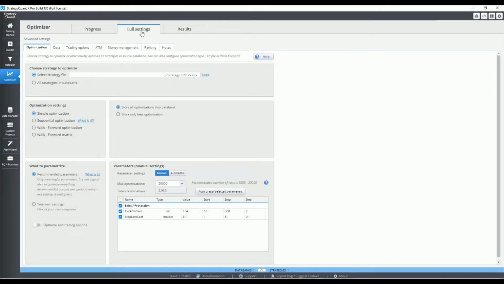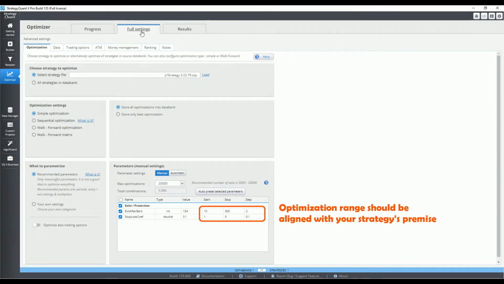I'll configure the optimization range as shown. What parameter ranges should you use? Try to select values that are aligned with the premise of your strategy. For example, if you're a day trader, having a 200-bar look-back period for your indicator probably won't make sense. Likewise, for trend-following strategies where you should cut losses quickly, a stop-loss over 5 ATR is excessive. With the optimization range selected above, you'll get an optimization profile consisting of 5,986 different backtest runs.